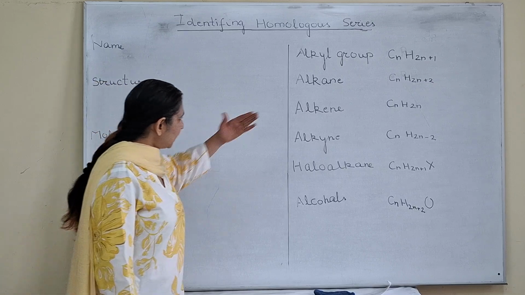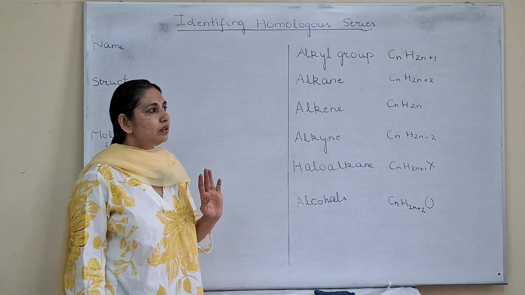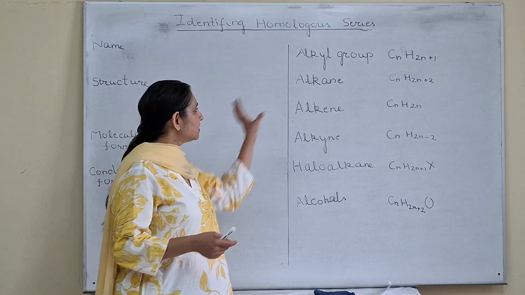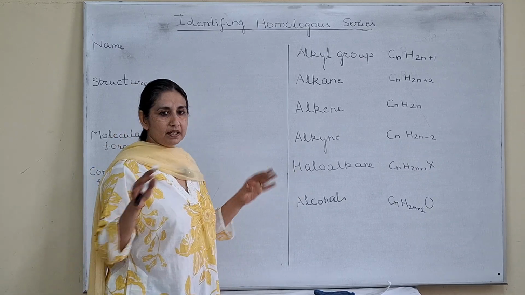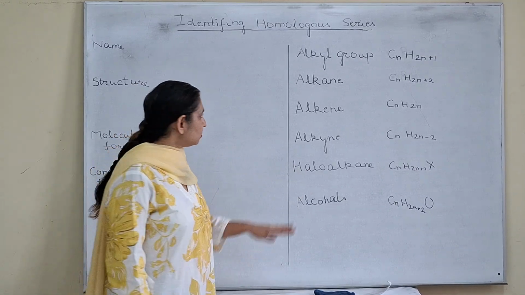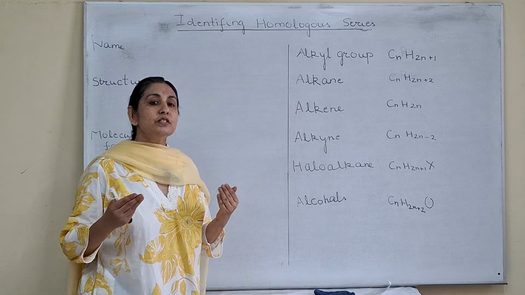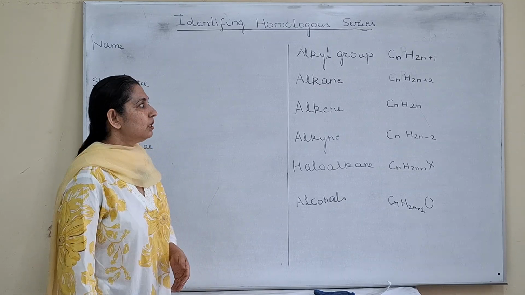Now, I have written a few homologous series which we'll understand, given a formula, which one it belongs to. Okay, suppose some formula is given, CH4. So does it belong here, here, here, here? Where does it belong to? Which homologous series does it belong to?